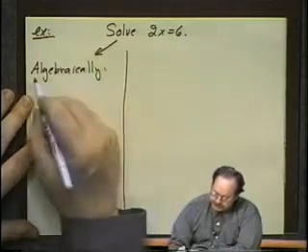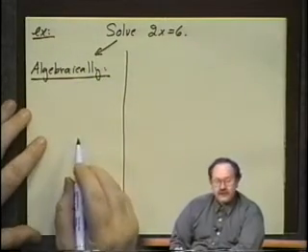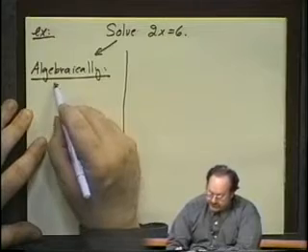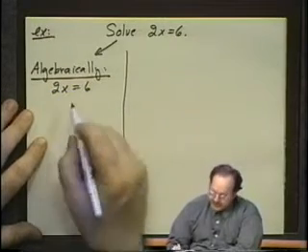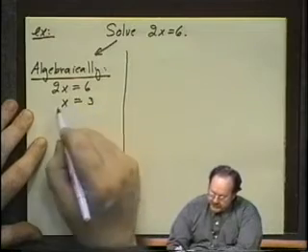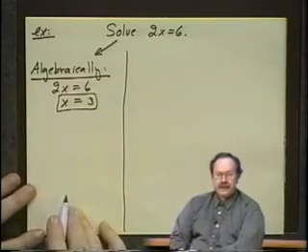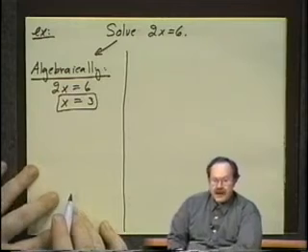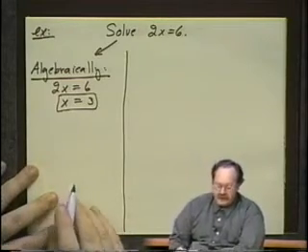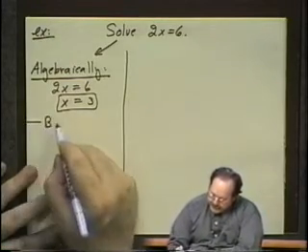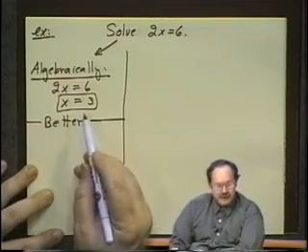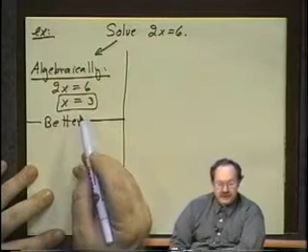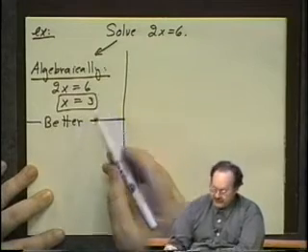Algebraically. Well, your first instinct is probably the following. Write down 2x equals 6. Divide both sides by 2, x equals 3. End of story. And that's perfectly fine. However, let me show you another way to think about this. And I'm going to say it's better. Now, it's not going to be better on this problem. It's not going to be simpler than what you've just done. There isn't anything simpler than this.